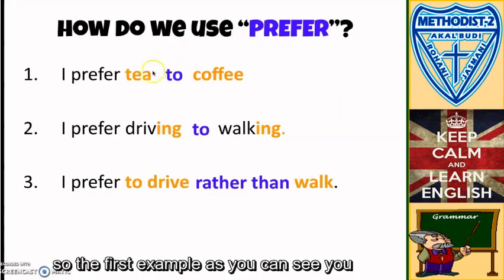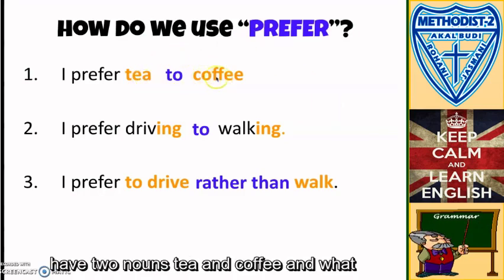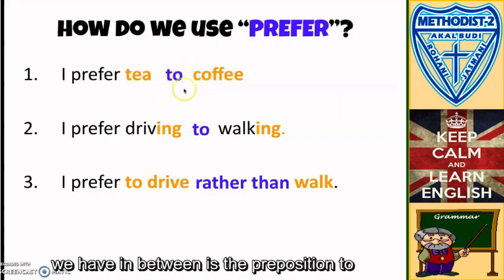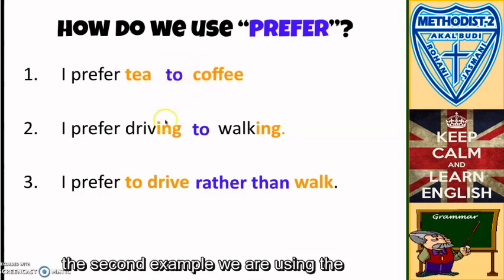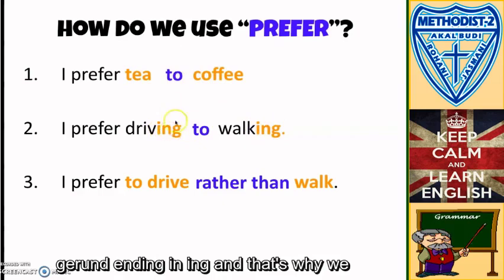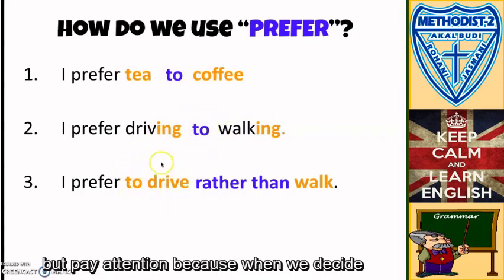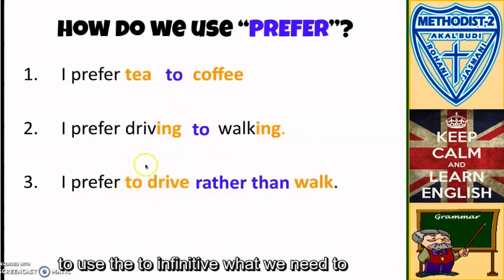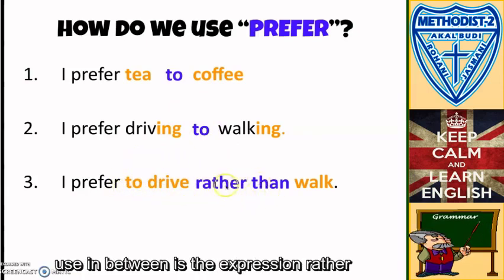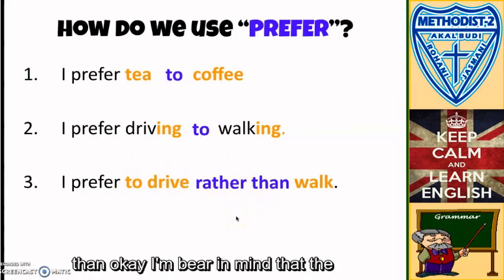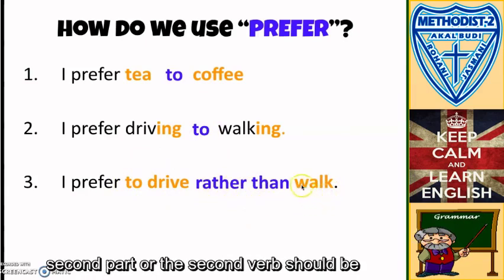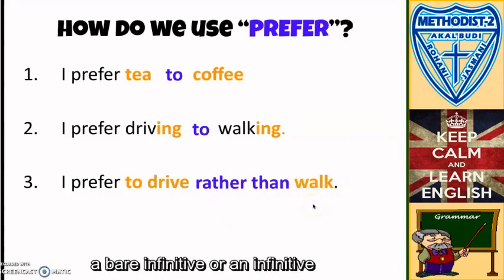In the first example, as you can see, you have two nouns, tea and coffee, and what we have in between is the preposition to. In the second example, we are using the gerund ending in ing, and that's why we have to as well. But pay attention, because when we decide to use the to infinitive, what we need to use in between is the expression rather than. And bear in mind that the second verb should be a bare infinitive, an infinitive without to.